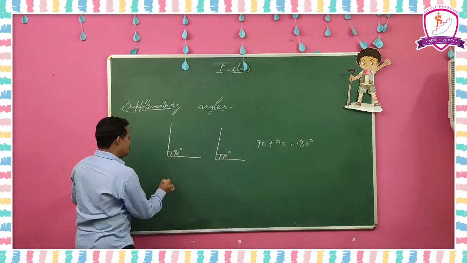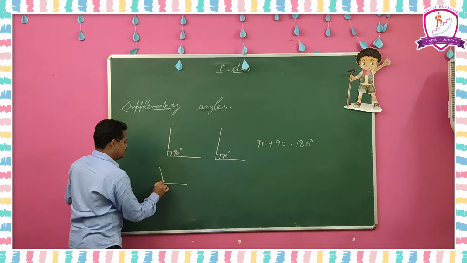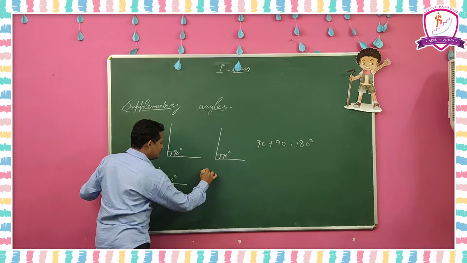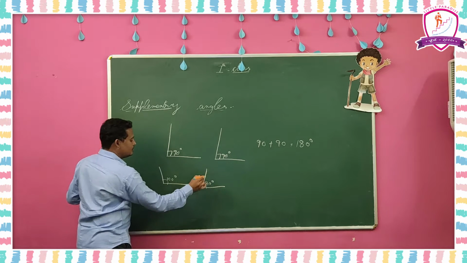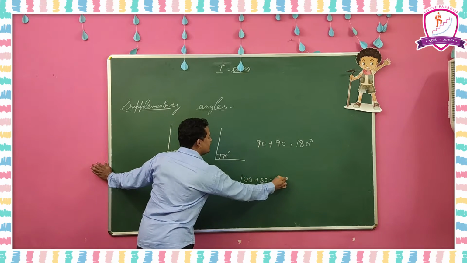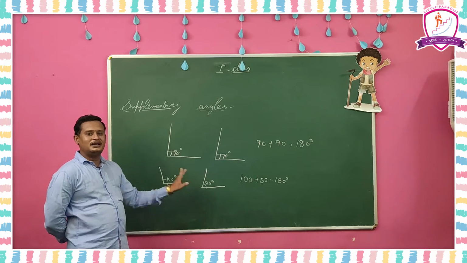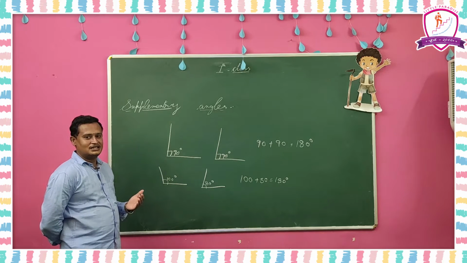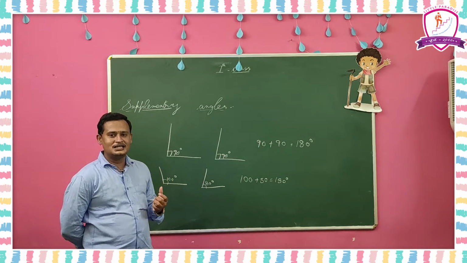I am going to take another example here. 100 degrees, and here it will become 80 degrees. 100 plus 80 we will get 180. So 180 is supplementary. We can say 100 and 80 are supplementary angles. Like this we can write the supplementary angles. If the sum of two angles is equal to 180 degrees, those two angles are called supplementary angles.